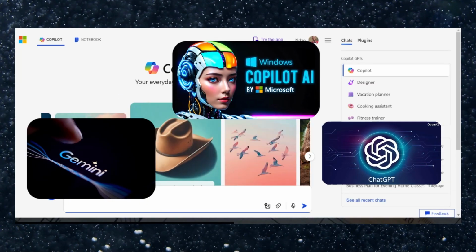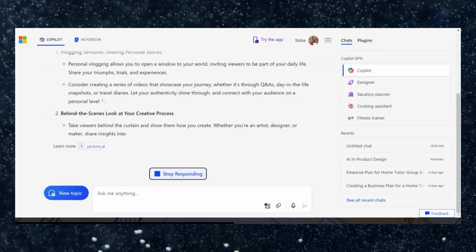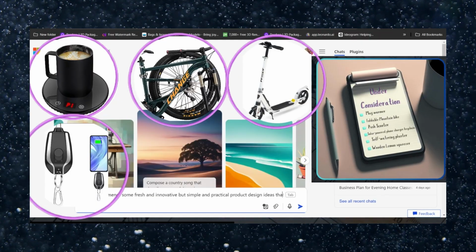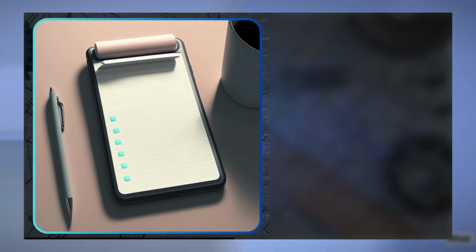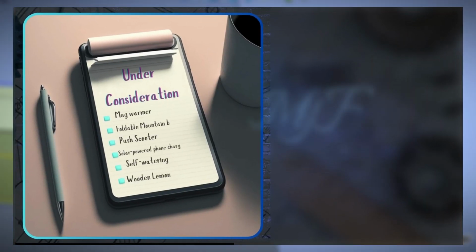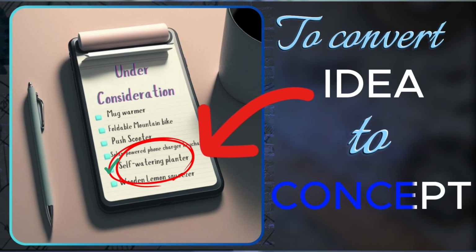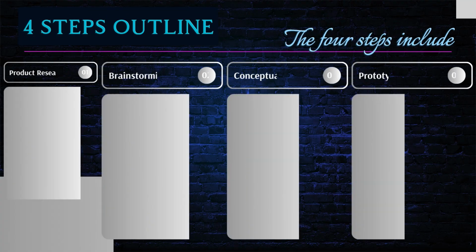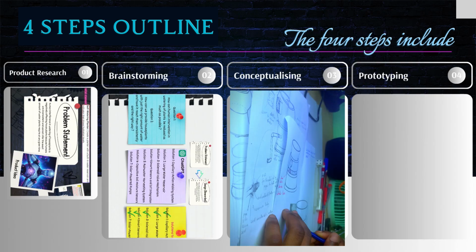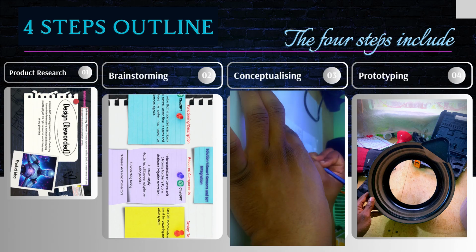To simulate the client's need, I had to use AI to generate some pertinent project ideas. I decided to pick up the idea of a self-watering planter. With the product idea gotten, I could now start implementing my 4-step method to convert this idea to a concept. The 4 steps include product research, brainstorming, conceptualizing, and prototyping.